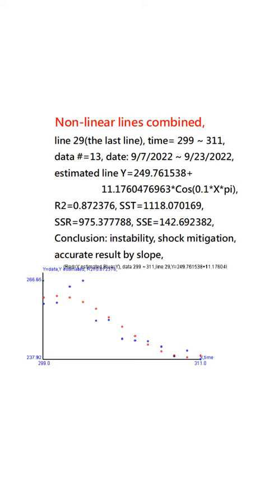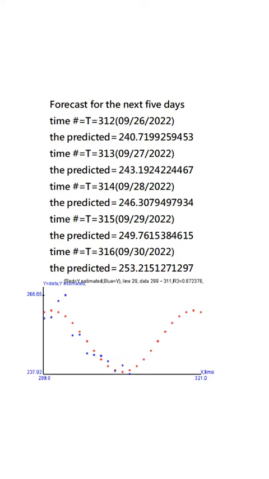The stock market is a high-risk situation, and a formula with a higher coefficient of determination is used to make future estimates. Line 29 is the last line. The coefficient of determination is 0.872376, which can be the predicted equation. Those predicted values could be referred to, and have more reliability.